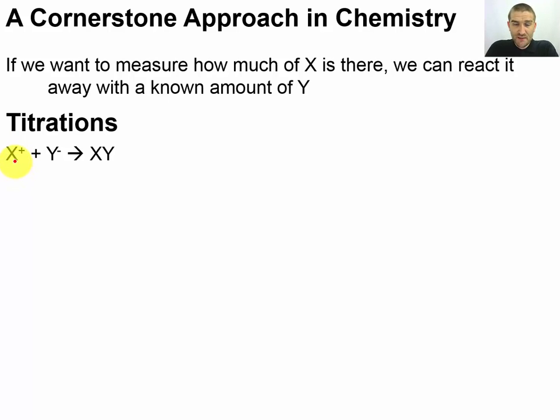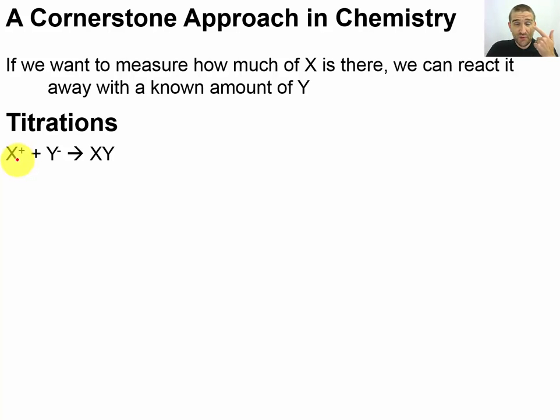Now that brings up a concept called endpoint and equivalence point. Equivalence point is the moment where I added exactly the same number of moles of X+ and of Y-, or at least a stoichiometric ratio of the two. Since it's a 1-to-1 ratio, it'd be the exact same amount in this case. Now, I said that it doesn't change color until I have extra X+ around.